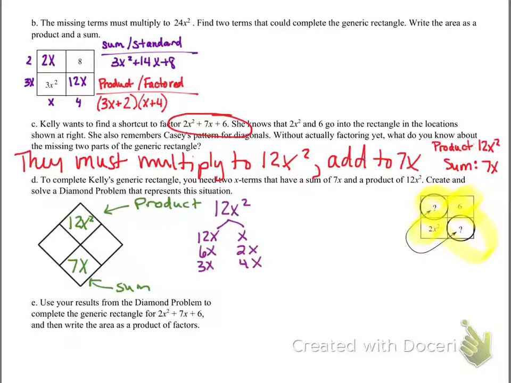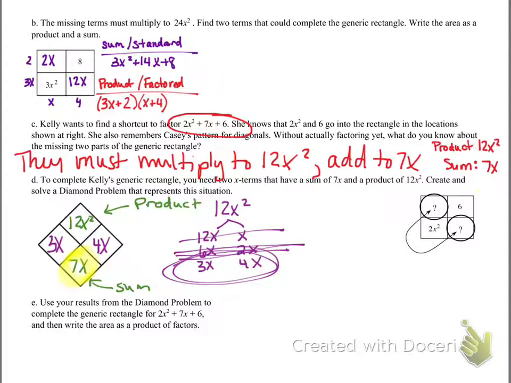So now I have to think which one is going to add to 7x. Well, 12x and x do not add to 7x, so that's out of the question. 6x plus 2x is 8x, so it's not that. Look, 3x plus 4x, yay, we got our combination. So I'm going to come back over to my diamond, and I'm going to plug 3x and 4x in here. Okay, so now I leave my diamond problem behind.